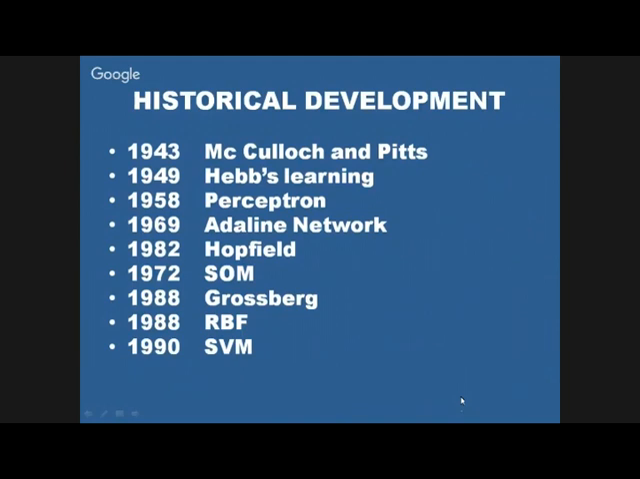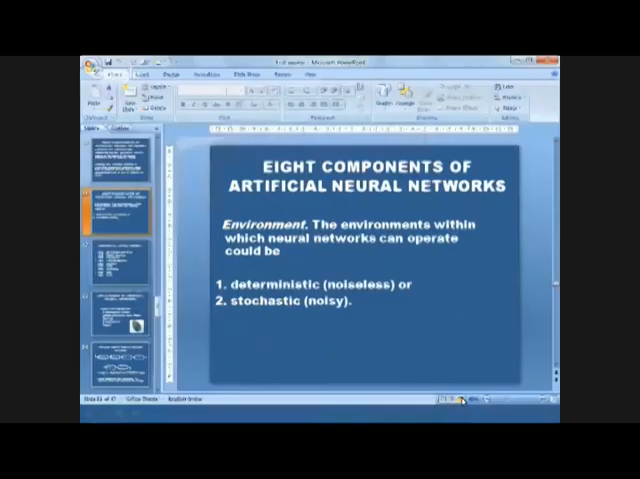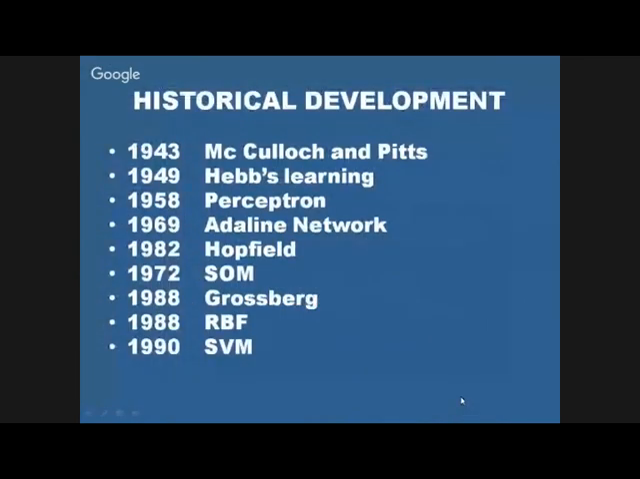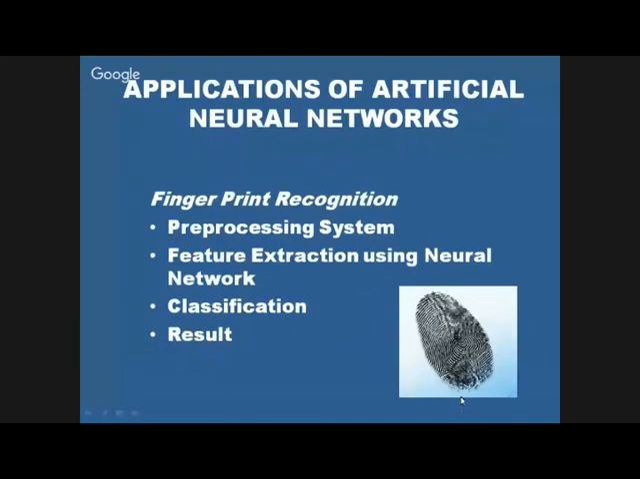With all these methods, till today, people are doing research work in modifying all those learning methods, and the research is going on in all these learning methods.